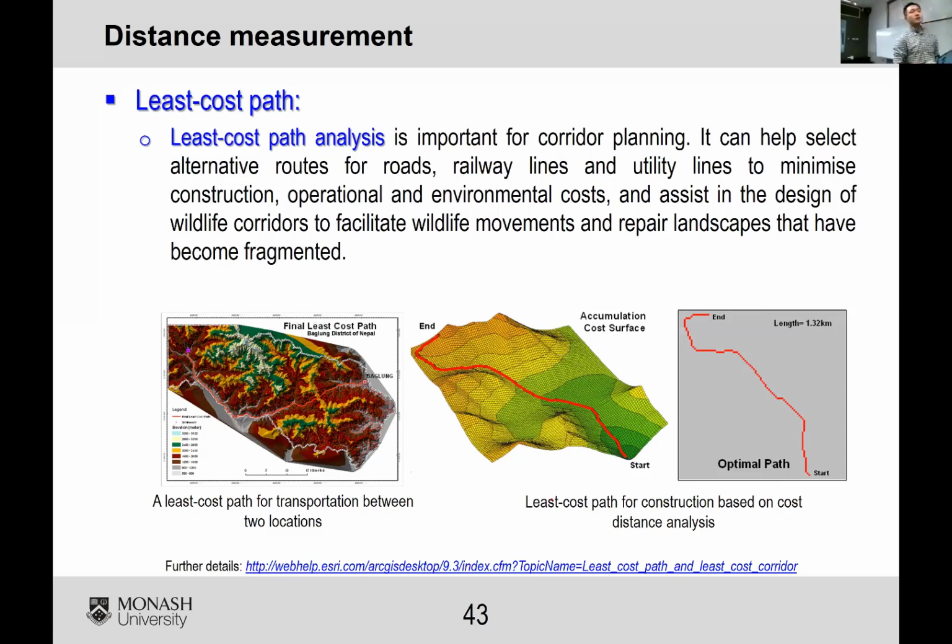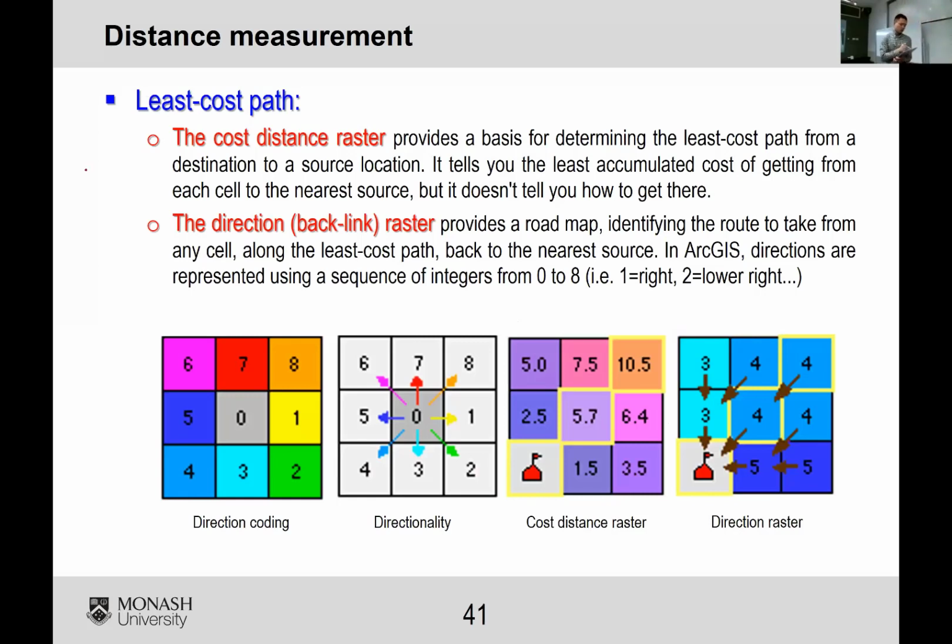And here we're considering the cost in terms of energy consumed or the cost you need to pay in this analysis. So using the cost distance surface tool, we can calculate a raster showing the cost distance. And this raster will provide us the basis to determine the least cost path from a destination to a source location. And it tells us the least cumulative cost of getting from each cell to the nearest source.